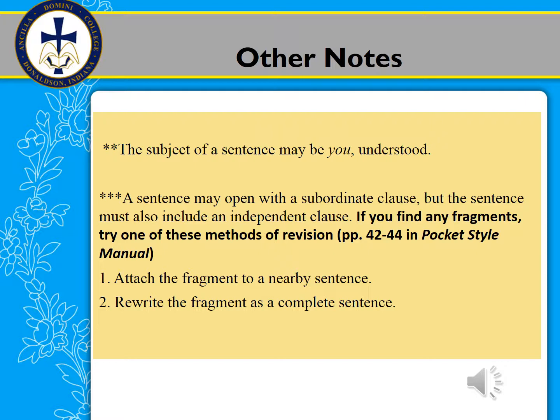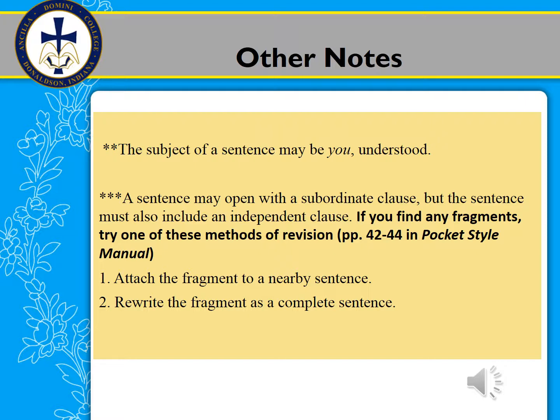And also keep in mind that a sentence may open with a subordinate clause, but the sentence must also include an independent clause. And again, we talked about that in the other presentation. So that's something to watch out for. And what sometimes people do is they'll have what should be one sentence, but it's broken into two. So just combine those together if you run into that situation. So if you find fragments, there are some ways that you can revise them, and we're going to look at an example of that next.